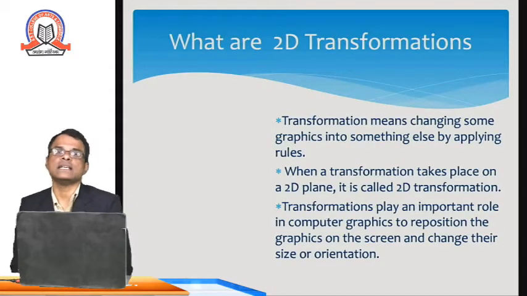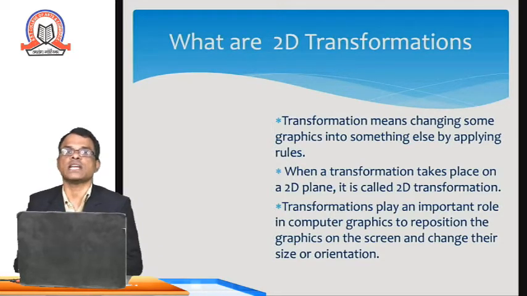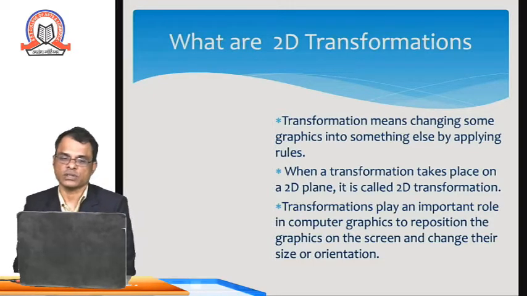First, we will understand what is meant by 2D transformations or what are 2D transformations. Transformation means changing some graphic into something else by applying rules. When a transformation takes place on a 2D plane, that is a plane with X and Y axis, then it is called a 2D transformation.